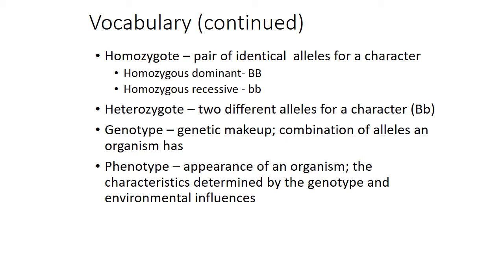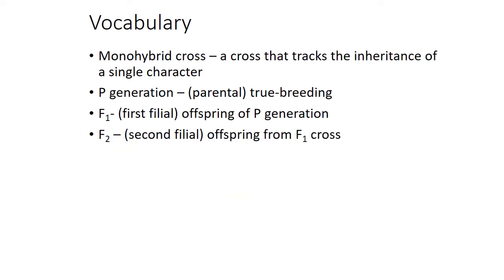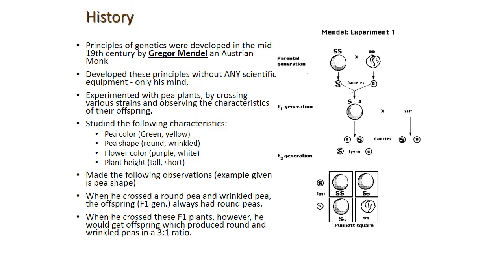Genotype, this is the genetic makeup. It's the combination of alleles that an organism has. And a phenotype is the appearance, the physical traits, the characteristics determined by the genotype with the environmental influences. A monohybrid cross, this is a cross that tracks a single character. P generation, the parent or the true breeding. F1, first filial. These are the offspring of the P generation. F2, second filial. These are the offspring of the F1 or the grandchildren of the P.